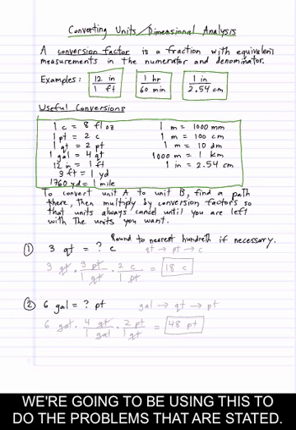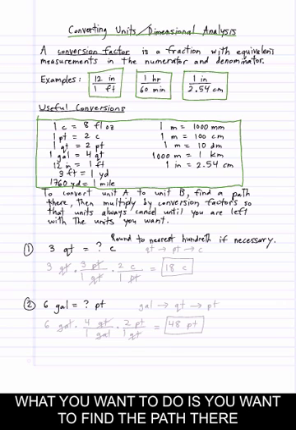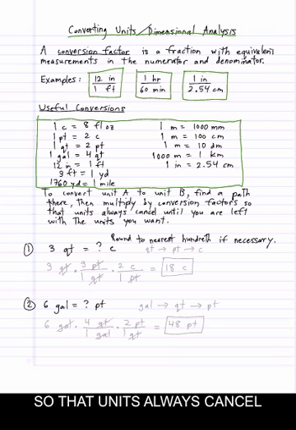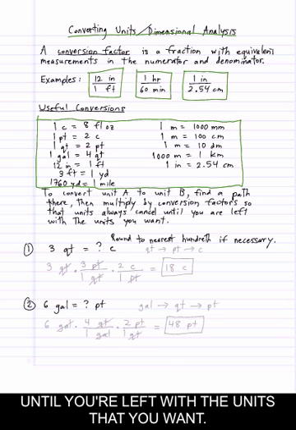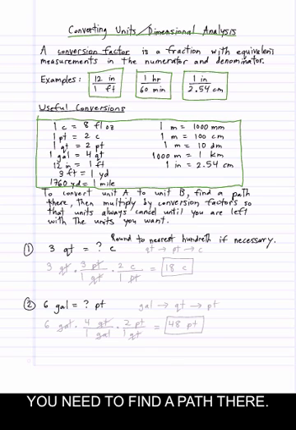So let's read the instructions. To convert unit A to unit B, what you want to do is find a path there and then multiply by the conversion factors so that units always cancel until you're left with the units that you want. That means if you want to go, say, from cups to quarts, you need to find a path there. So we could say cups go to pints, pints go to quarts, and then that would get you your path.